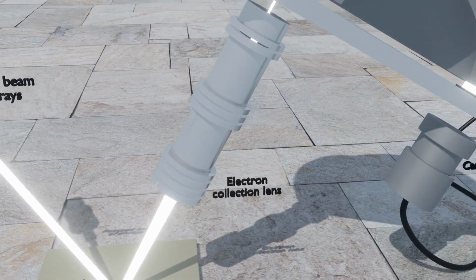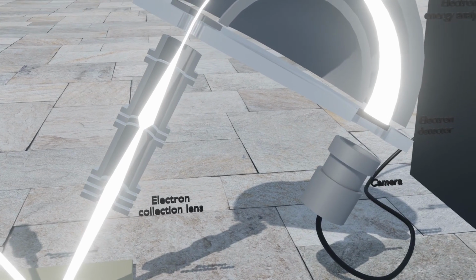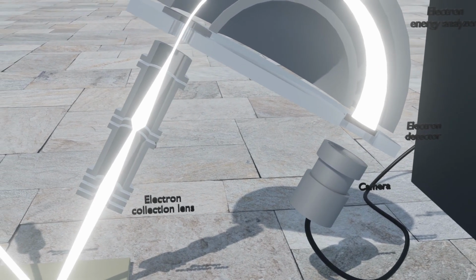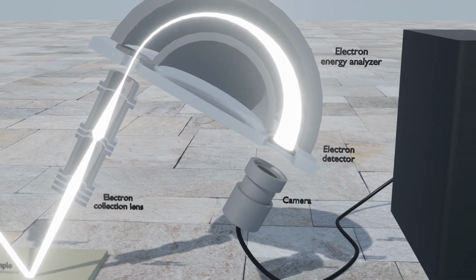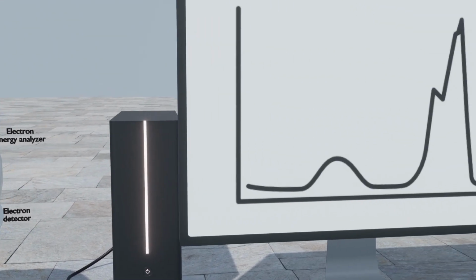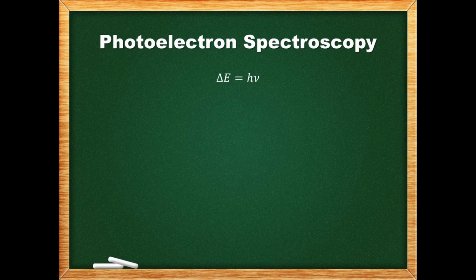The emitted electrons are collected by a lens and passed through an electron energy analyzer, which measures the kinetic energy of the electrons. The electrons then reach a detector and a computer visualizes them in the form of a photoelectron spectrum. The energy of the X-ray photon can be calculated as Planck's constant times its frequency, nu. This means the energy required to remove an electron from an inner energy level of an atom is simply the difference between these two values.